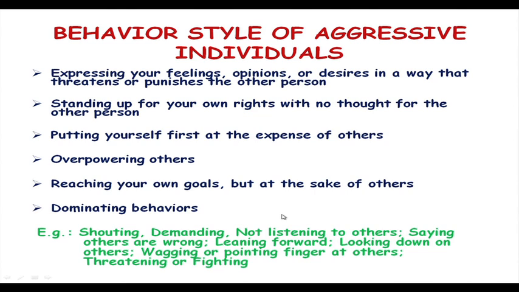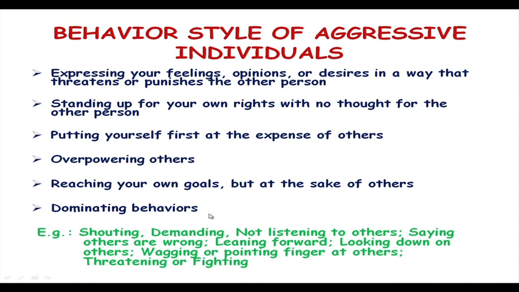Now, the behavioral style of aggressive individuals. Aggressive individuals express their feelings, opinions and desires in a way that threatens or punishes the other person. The way they are stating things is very abusive, standing up for their own rights but with disregard to others, putting himself first at the expense of others, overpowering others. Aggressive individuals are most of the time very dominating as well, reaching towards his own goals, but at the sake of others.